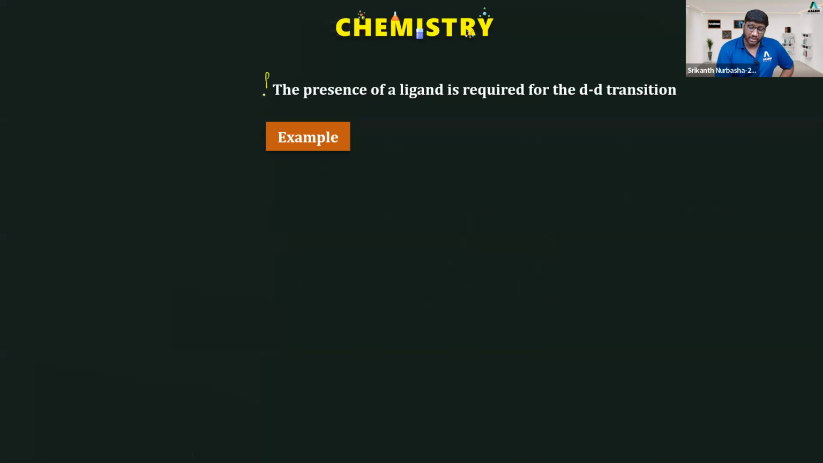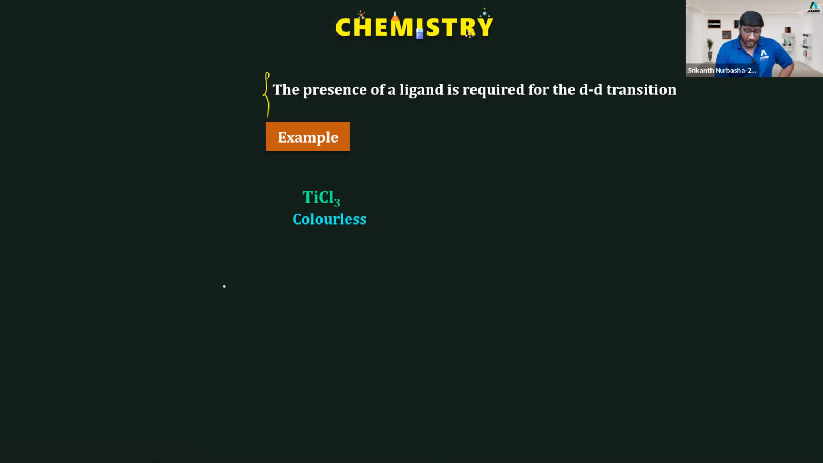And this is also important. The presence of a ligand is required for a d-d transition. What happens if we do not have a ligand? If we do not have a ligand, there is no d-d splitting at all. There is no splitting in the d orbitals. If there is no splitting, where does the d-d transition come from? That is not possible, right? So presence of ligand is required.